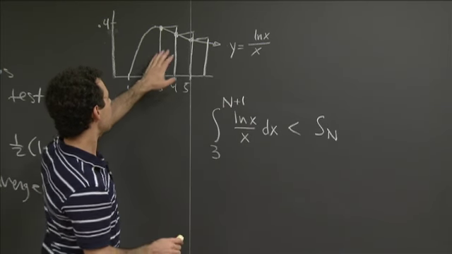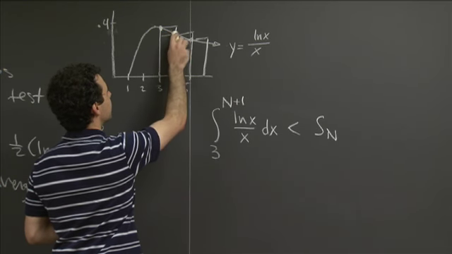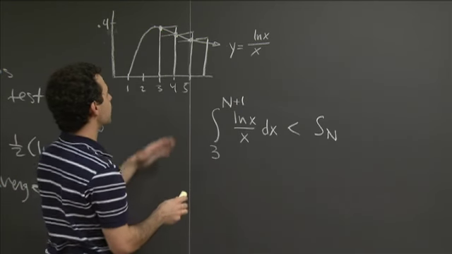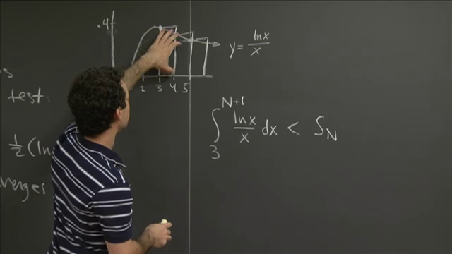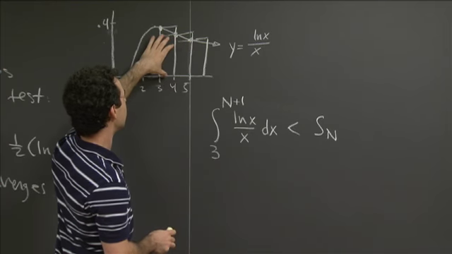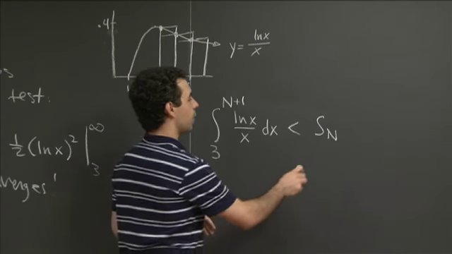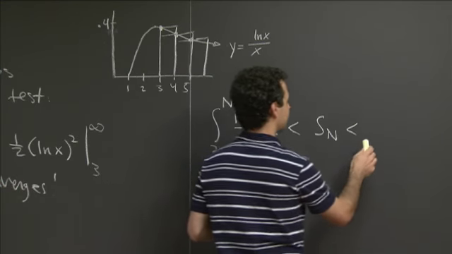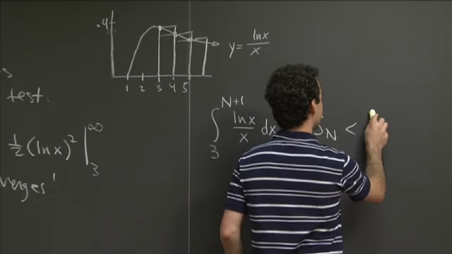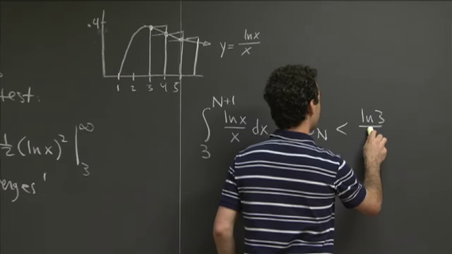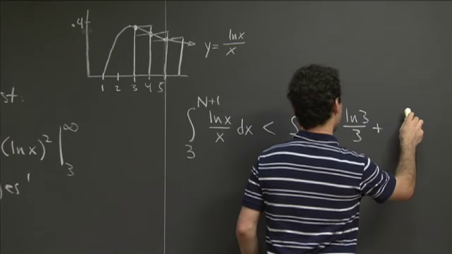And also, if you turn this around and you took right endpoint rectangles instead, you see that if you chop off the first rectangle, then you get an area less than the integral. So we also have an upper bound here. This is less than or equal to the very first term, which in our case is ln 3 over 3, plus that same integral.